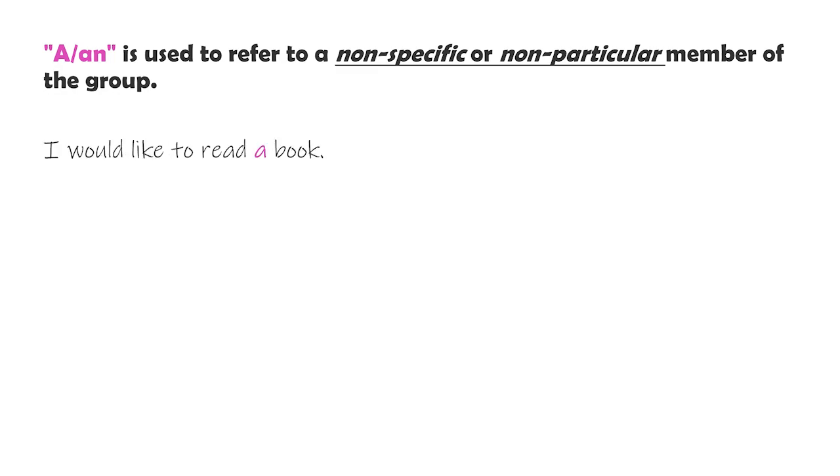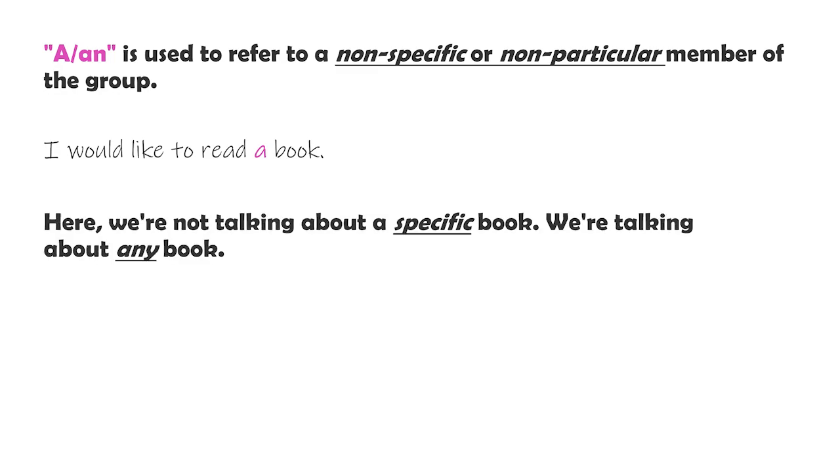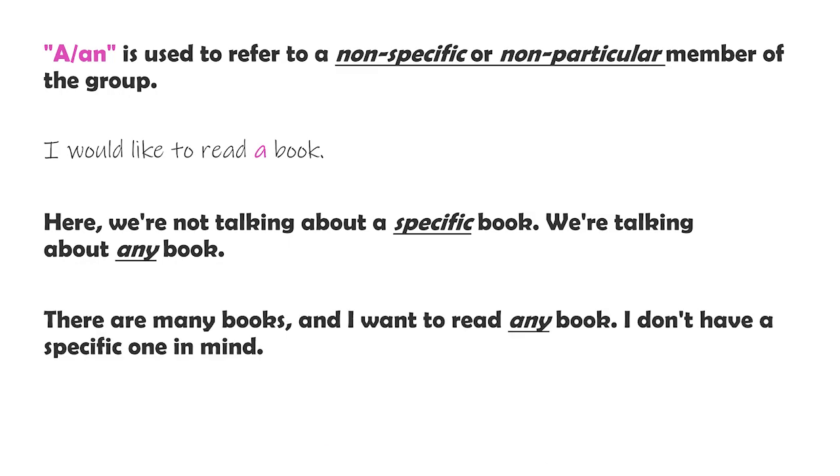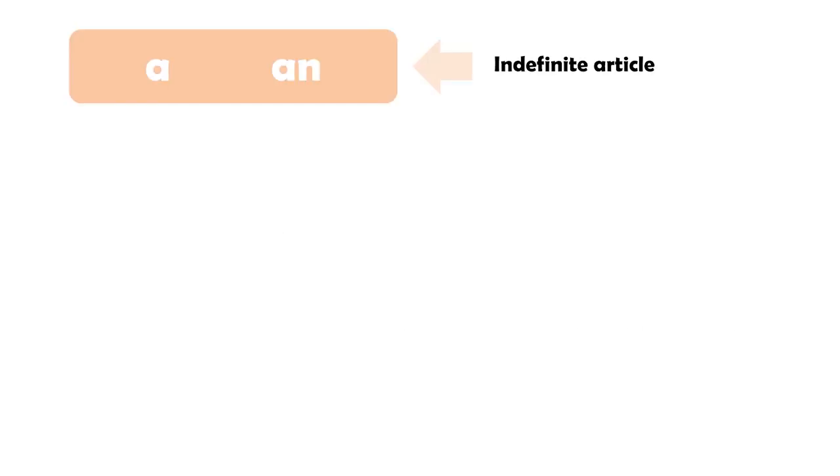Now let's look at an example. I would like to read a book. Here, we're not talking about a specific book. We're talking about any book. There are many books, and I want to read any book. I don't have a specific one in my mind. Therefore, we use a.